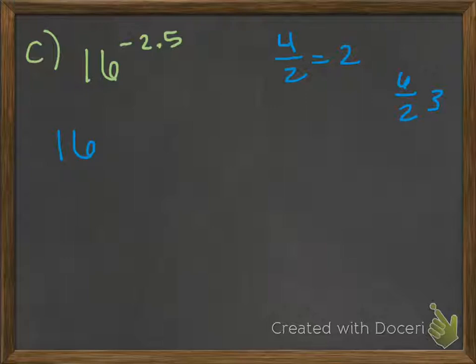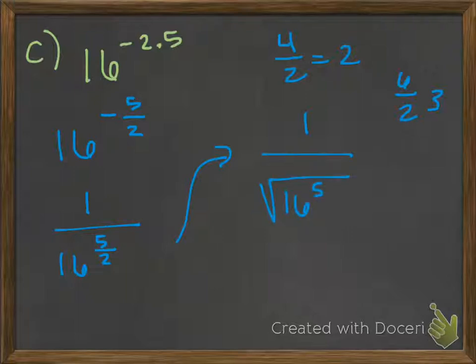So this is the same thing as saying 16 raised to the -5/2. And now we have to apply that rule with the negative. So the negative says the whole term moves to the bottom of the fraction. So now it is 1/16 raised to the +5/2 power. So notice by moving it down, we drop the negative. Now we're going to put it back in radical form. So this is 1 over the square root of 16 to the 5th power.